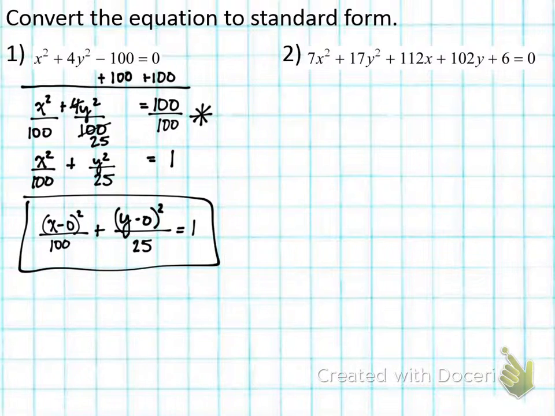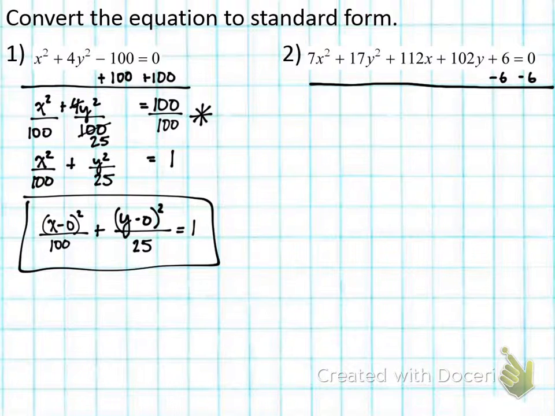So number 2 looks a little bit harder, right? So we got 7x squared plus 17y squared plus 112x plus 102y plus 6 is equal to 0. Always start with the first step. Are there any constants here? Yeah, there's positive 6. The opposite of positive 6 is minus 6. Okay? So we got 7. We're going to subtract 6 on both sides, and we're going to organize all my x's together.